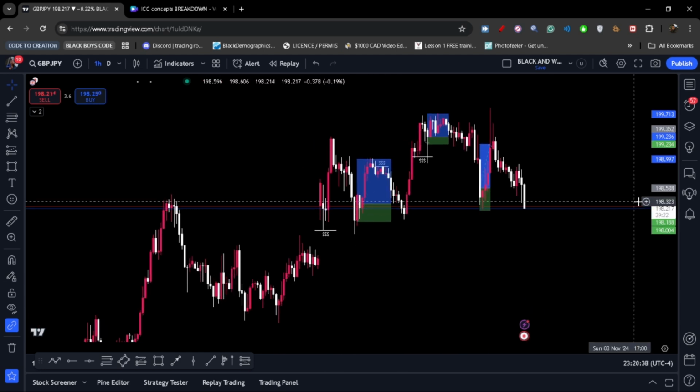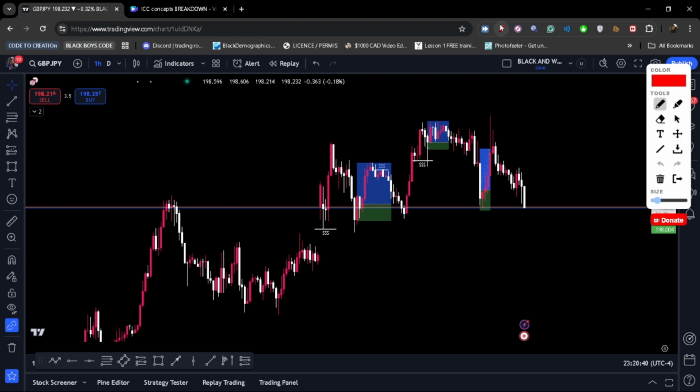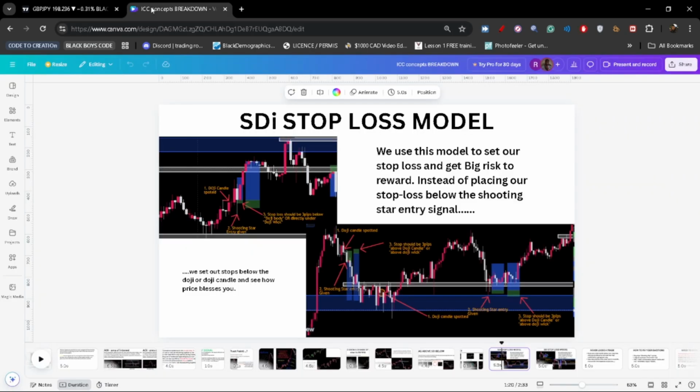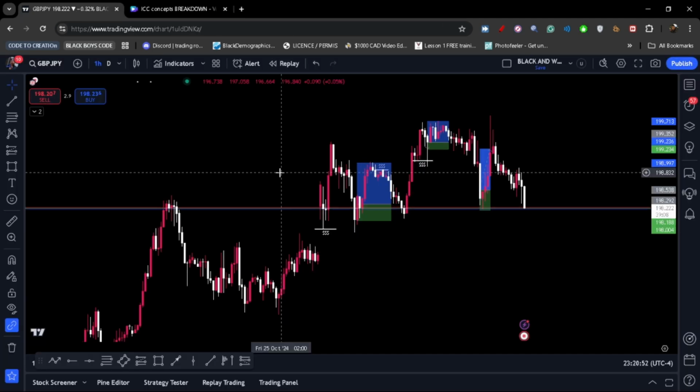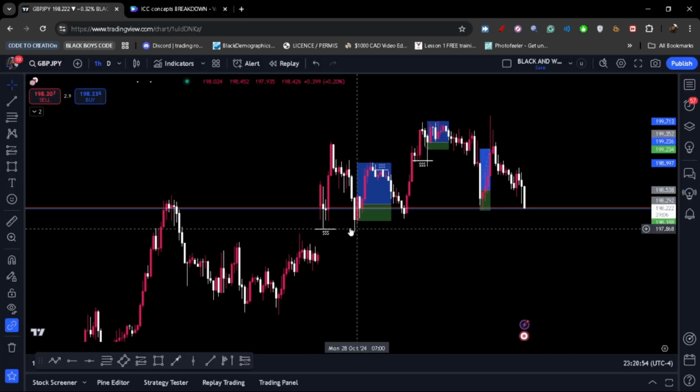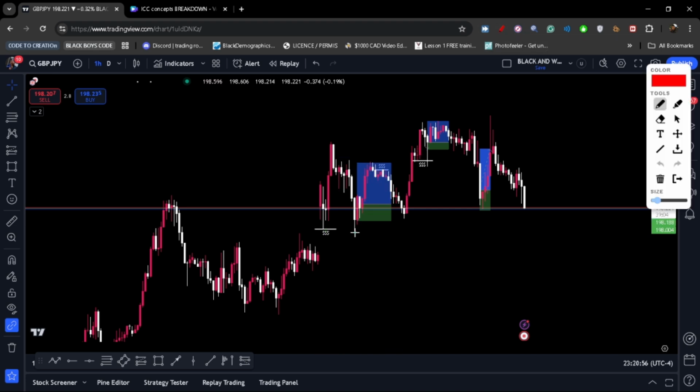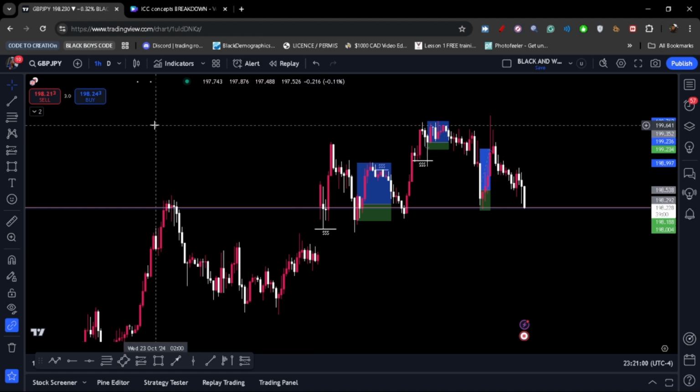So in today's video guys, I am going to be breaking down this A+ setup that will literally pass your prop firm challenge. I'm talking about this specific entry model called the SDI stop loss model. This SDI stop loss model guys is something I founded, and I have been able to hit 3 back-to-back trades using this model, which I'm going to be breaking down for you in today's video.